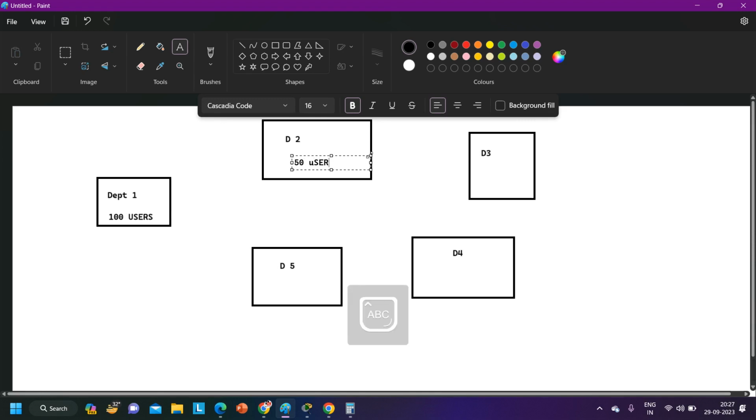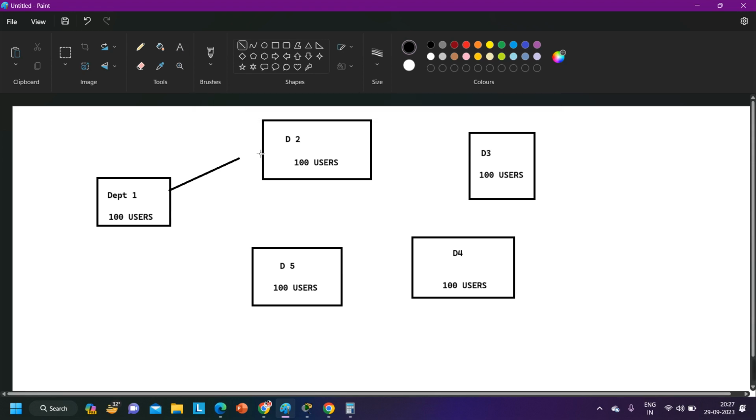Or again 100 users are there. Let's say same number of users. Here also we need 100 users, here also we need 100 users, and here also we need 100 users. Can I use IP addresses from class C here for my network?